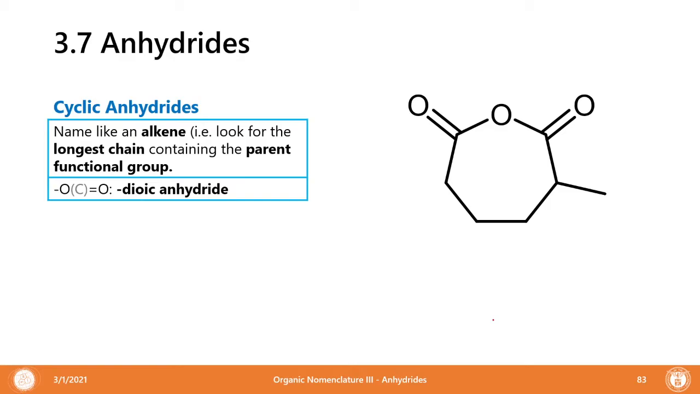When naming cyclic anhydrides, we use the suffix dioic anhydride. So in this case, whether it's symmetric or asymmetric, we use dioic anhydride. And this has its roots from the original carboxylic acid from which it came from. So it came from a dioic acid. So when they condense together and form a ring shape, this is a dioic anhydride.